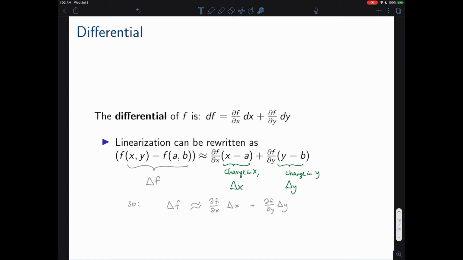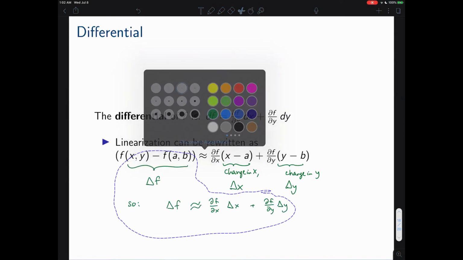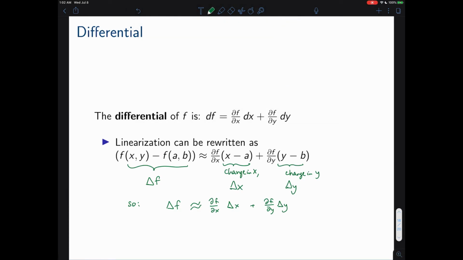I wrote all that in gray. I meant to write that in green just to be a little more legible. Fix that. Yeah, so this is just rewriting the linear approximation. The change in f is approximately equal to the x derivative times the change in x plus the y derivative times the change in y.